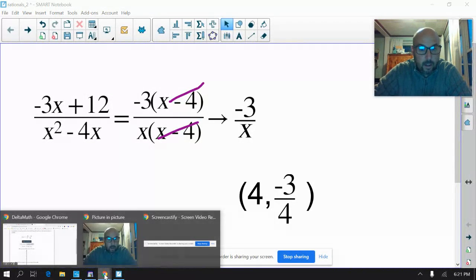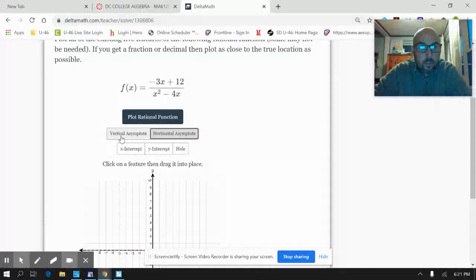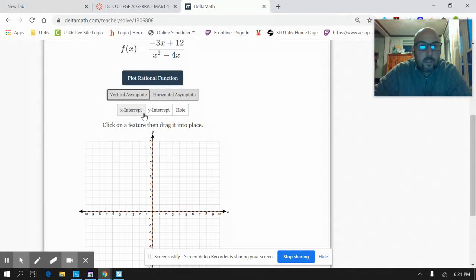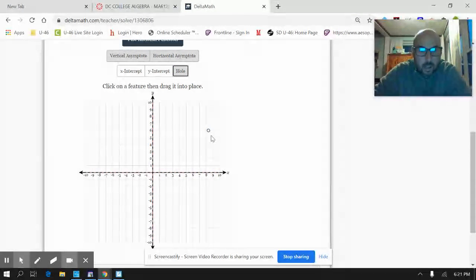So back to my graph. I know there's a vertical asymptote at, well, this says x equals 9, x equals 7. It's at x equals 0. And there was no y-intercept. There was a hole at 4 comma -3/4. So I'm going to do my best to estimate where -3/4 is. Delta Math is pretty forgiving.